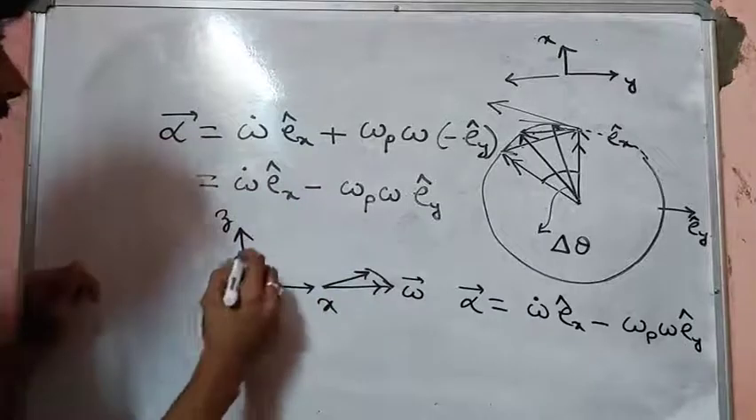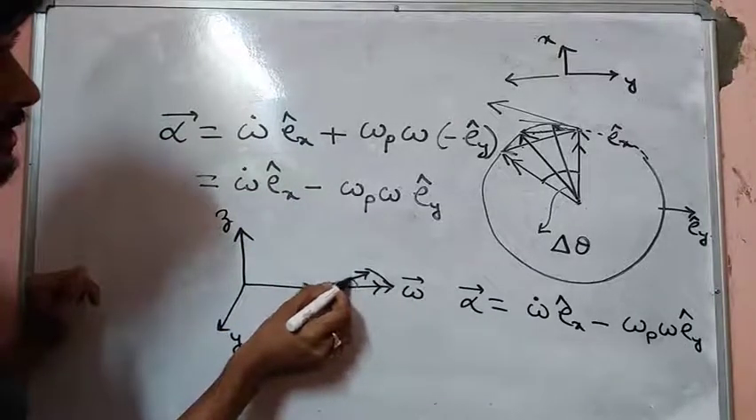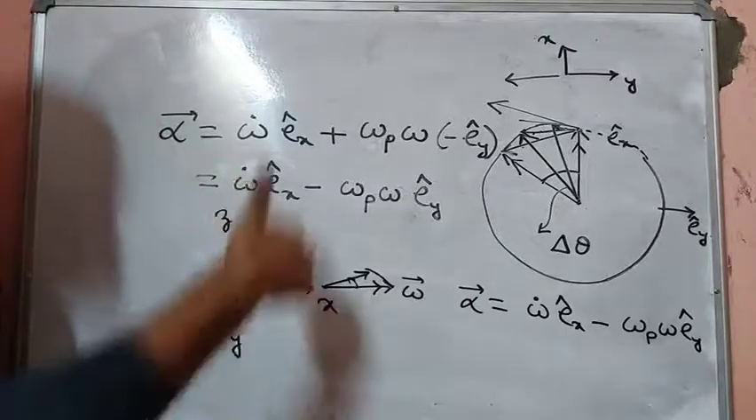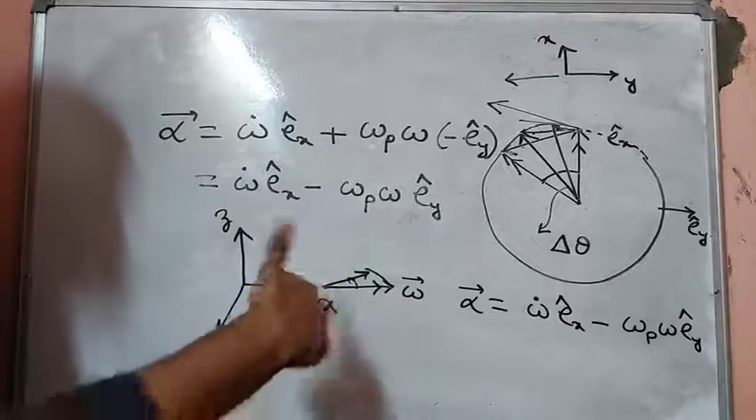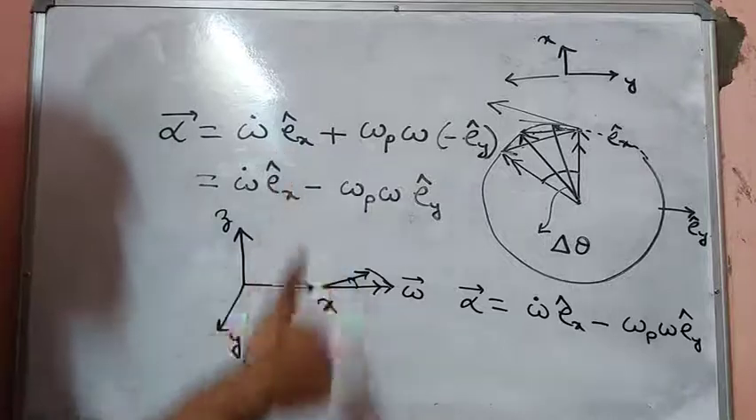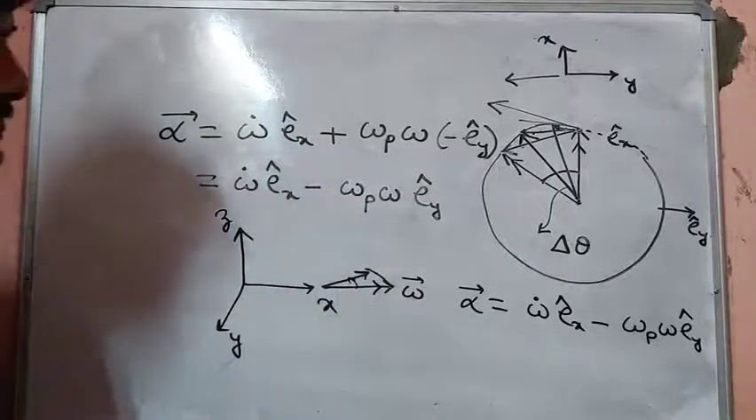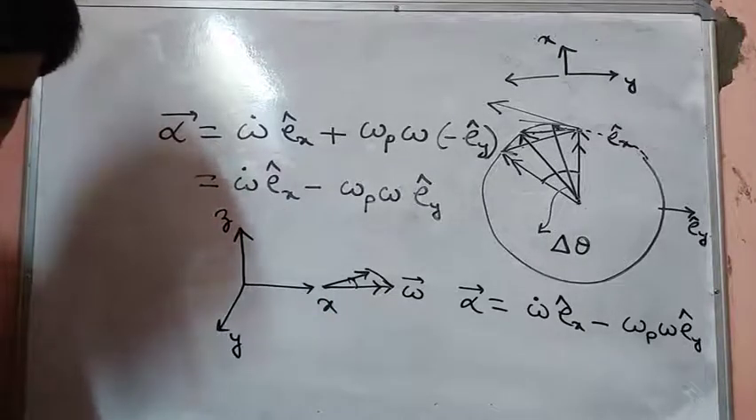ωp has a direction like this, it is delta theta in the horizontal direction. So it is a rotation in the horizontal plane, and according to the right hand thumb rule, ωp has a direction along the positive z direction. So this is the magnitude of our angular acceleration.